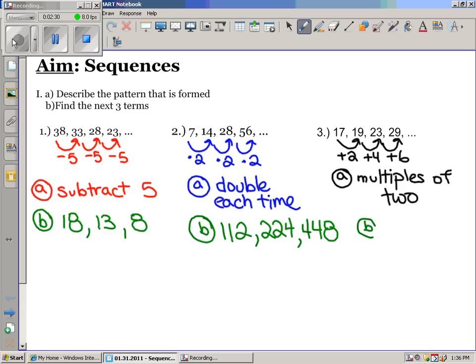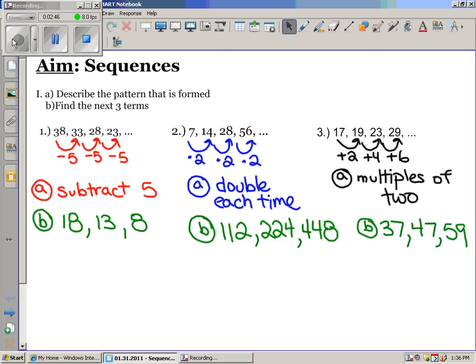It's going to be 37 because the next time I'd be adding 8. Very nice. Great job, guys. Great job. Yep. 2, double each time, subtract 5.